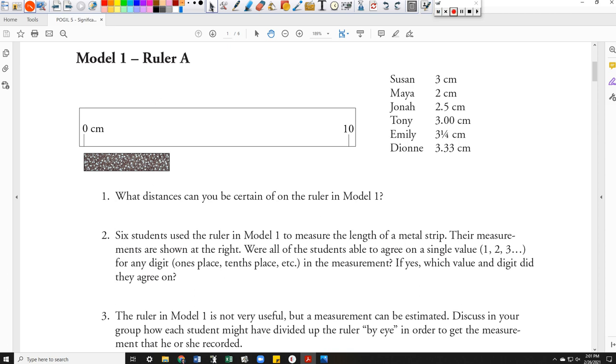0 and 10. If you don't have 0 down, include that, please. Can you know exactly where the 0 is? Yes, because if you didn't, you wouldn't know where 10 was. Okay, it has to be a specific measurement.